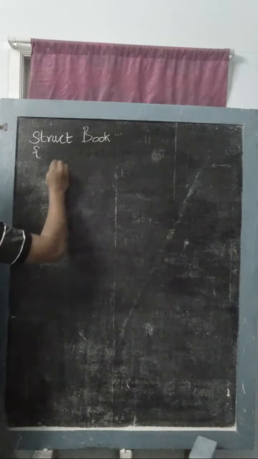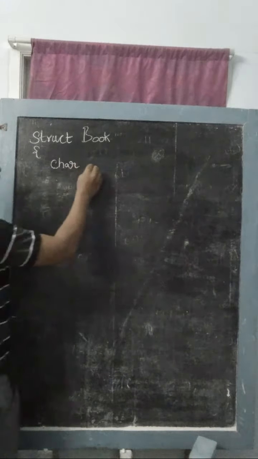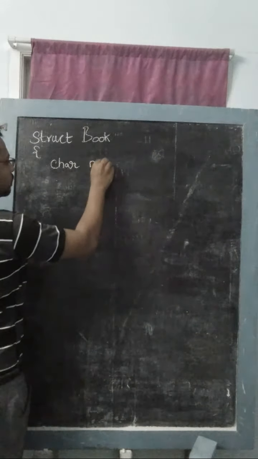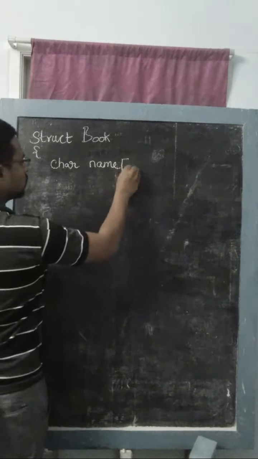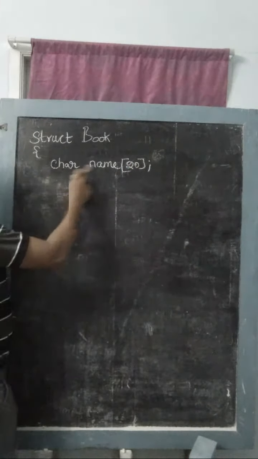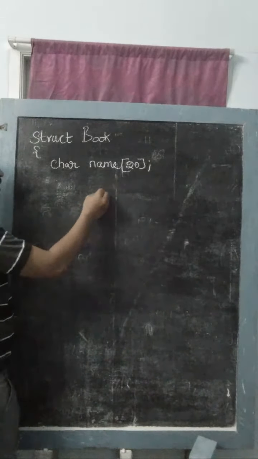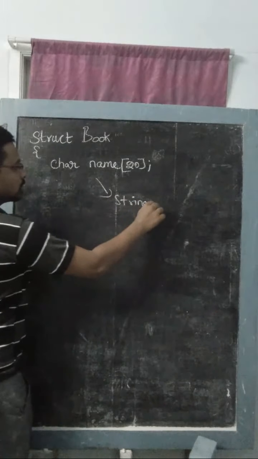What is the book name? Book name is coming under the category of character, right? Book name consists of characters. And then the name of the book, 20. The book name may be of some length. Character, it is a character array. Another name for a character array is string.